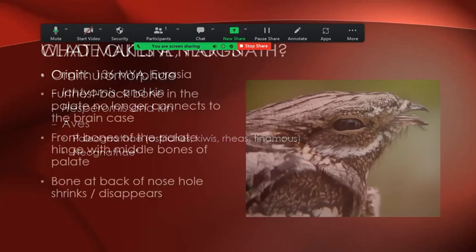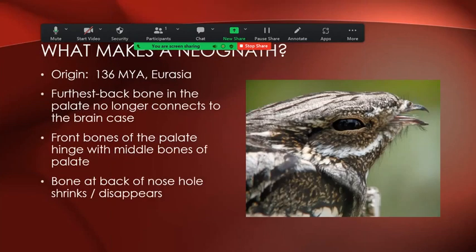As we continue on here, the furthest back bone in the palate no longer connects to the brain case. The palate is the roof of the mouth. The front bones of the palate hinge with the middle bones of the palate, meaning that birds all have flexible jaws, which to mammals, which have notoriously stiff jaws, is bizarre. But if you think about things like lizards and snakes, the ability for skull bones to move relative to one another, something called cranial kinesis, is actually really common in tetrapods. It just happens to be lacking in our group.